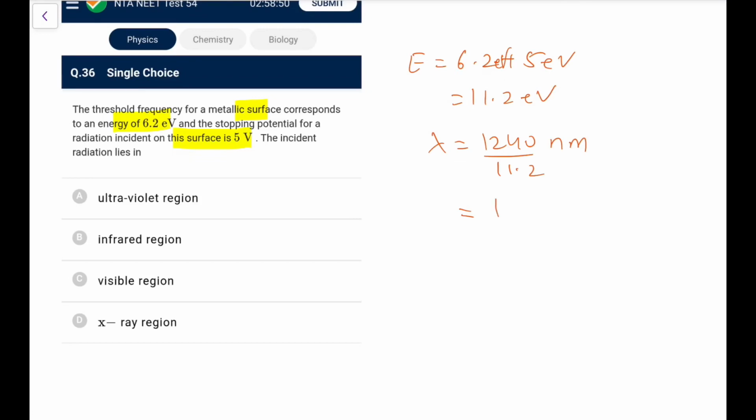The threshold frequency of a metallic surface corresponds to an energy of 6.2 eV, and stopping potential for the incident radiation is 5. So that means the energy of the radiation is 6.2 plus 5, Kmax would be 5, so 6.2 eV plus 5 eV, that is 11.2 eV. So lambda is 1240 upon 11.2, this would be in nano. So it is approximately 110-20 something nanometers, and this is lesser than visible. This will definitely be lying in the UV region, so go for option A.